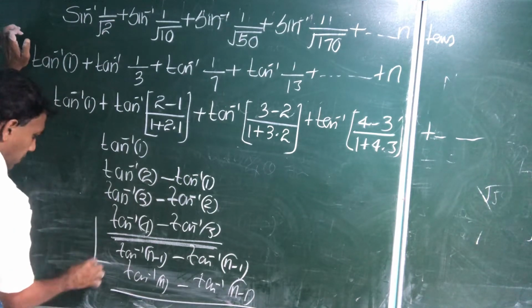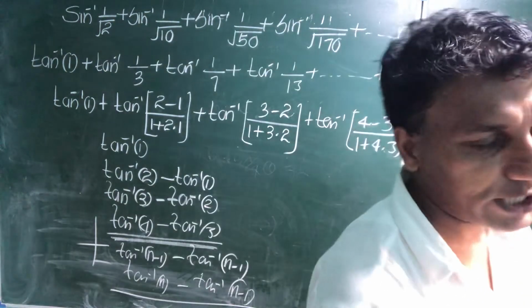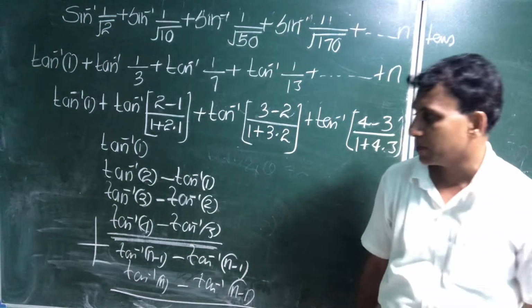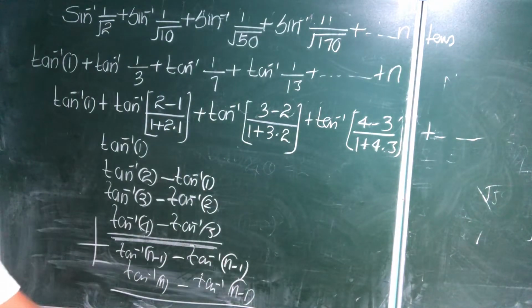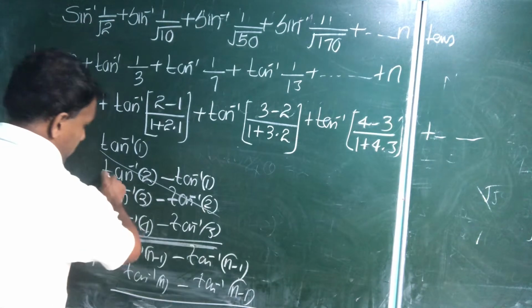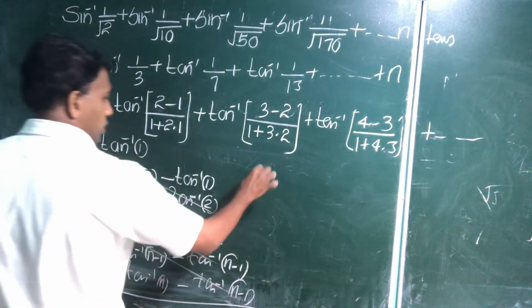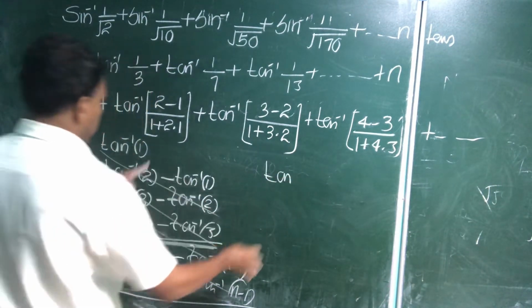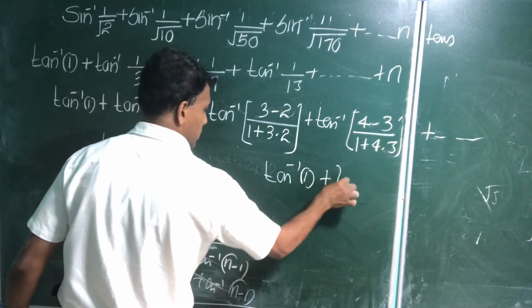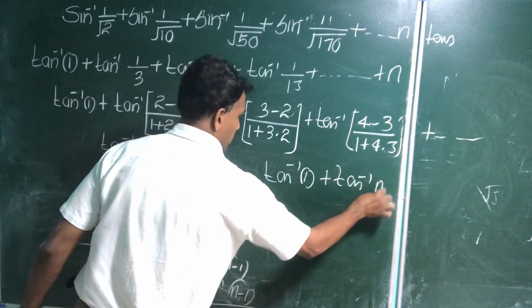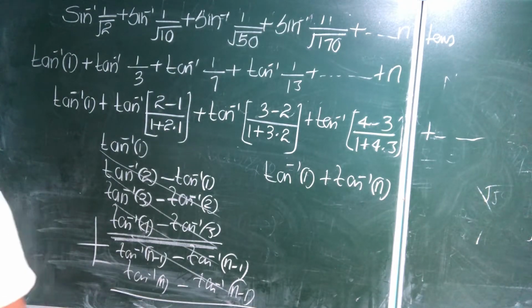Now adding the summation, a series question, an inverse series. There are a lot of questions like this. Now see, when you simplify here, these all cancel. Finally you have tan inverse 1 available, plus tan inverse n. Okay, tan inverse 1 plus tan inverse n is available.